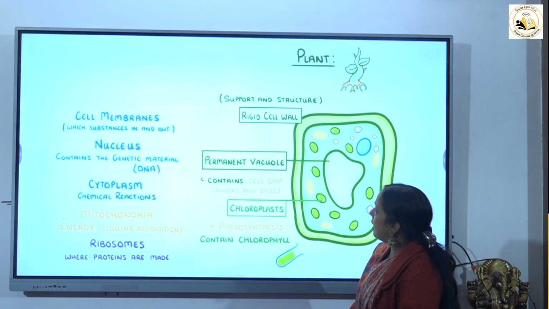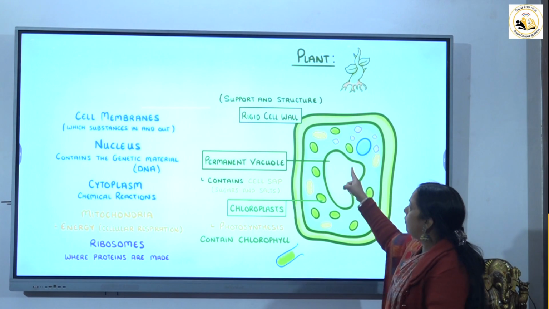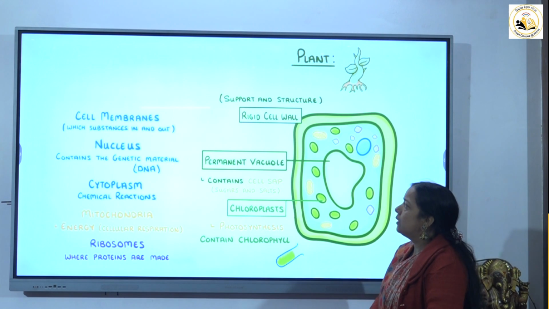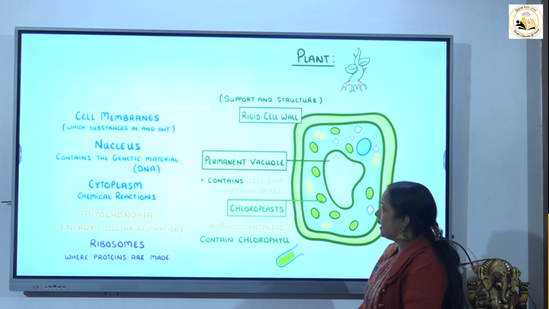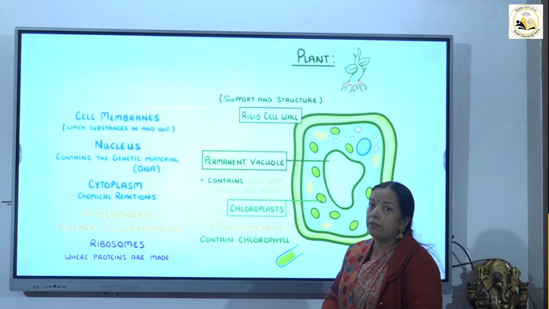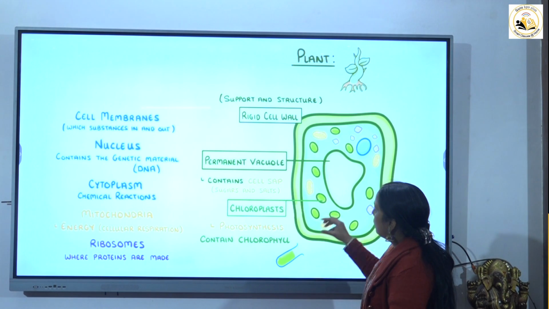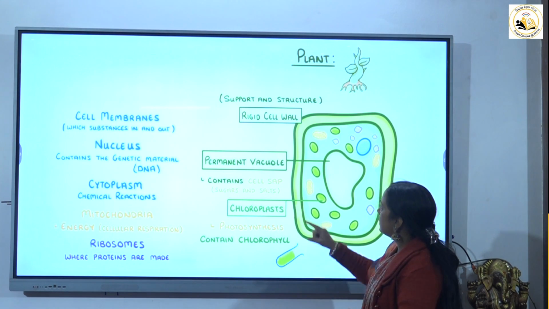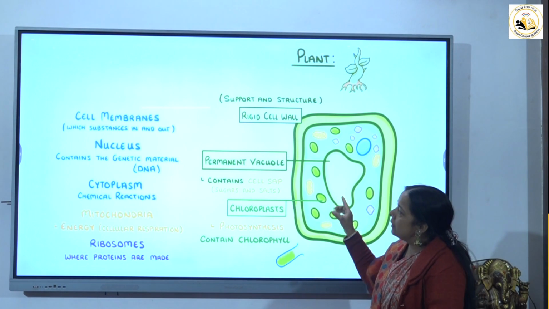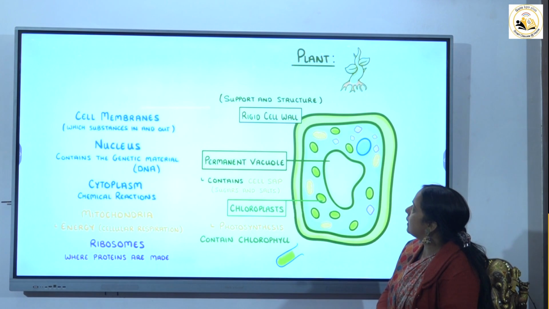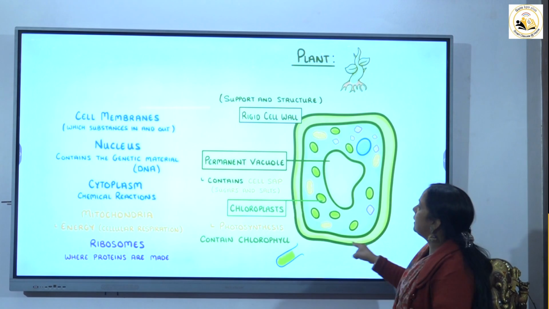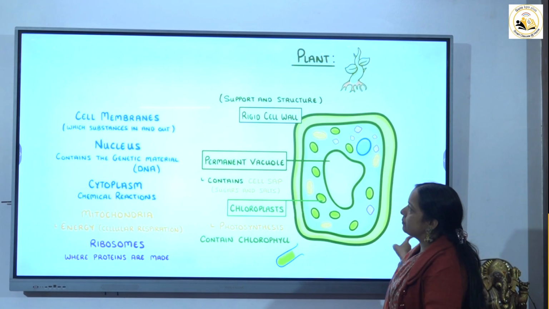Now, in the plant cell, you can see there is a vacuole, a large vacuole-like structure, which stores different products inside the cell. It contains secondary metabolites, different pigments, and it also stores lipid inside it. This is the chloroplast. These are the different organelles that are present inside the plant cell. There is a rigid cell wall present around the plant cell.